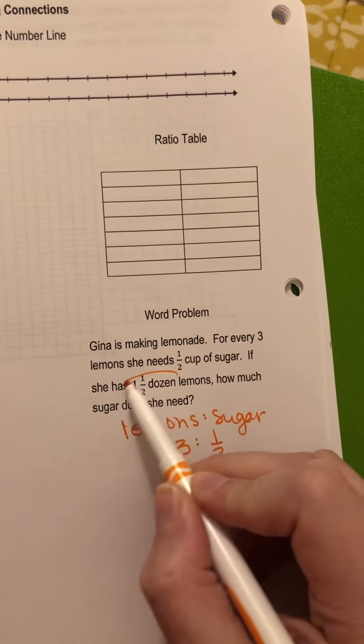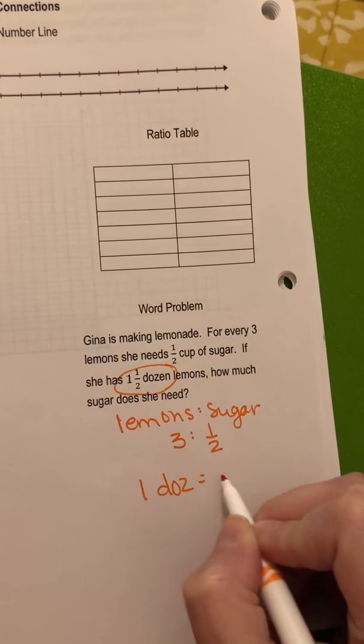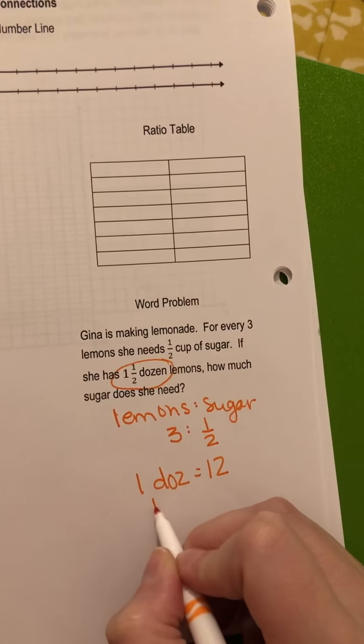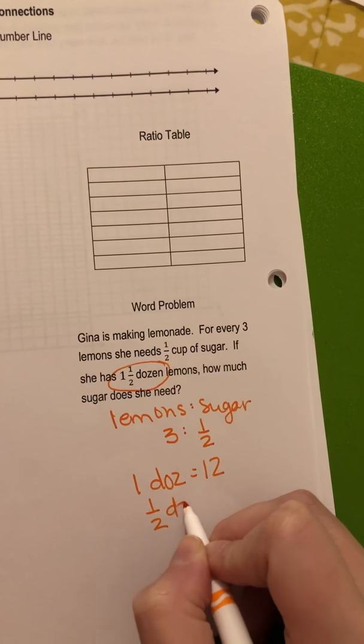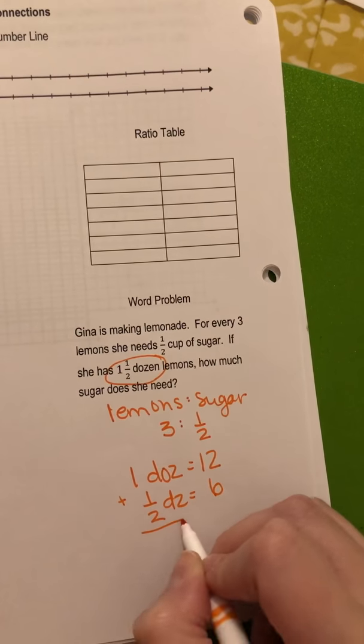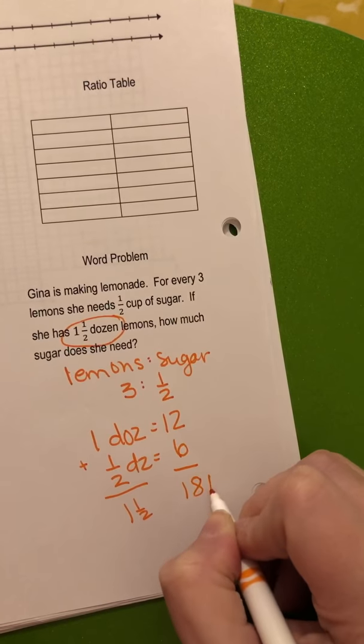Well, 1½ dozen, let's talk about this. How much is 1 dozen? So 1 dozen is 12 lemons, good job. And then half of that, what's half of a dozen? So a ½ dozen is going to be 6. So 1½ gives you 1½ dozen. So 12 plus 6 is 18 lemons.